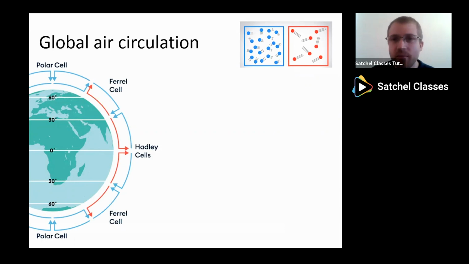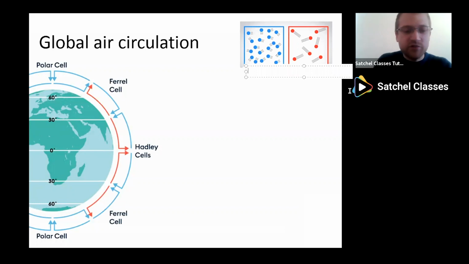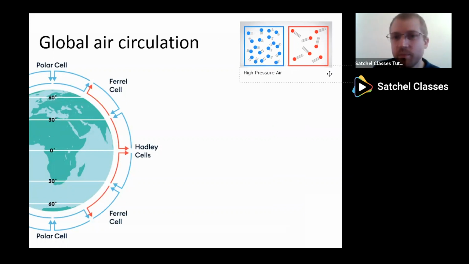Okay, there's also a little image just on the top right, which basically shows two different boxes of air. I will label this as high pressure. So high pressure air. If you imagine, if you pump up a tire, you fill it full of air, you want it to have a high air pressure, it's going to be much greater. Going to be full of air, which you can see in that box, there's more air particles.